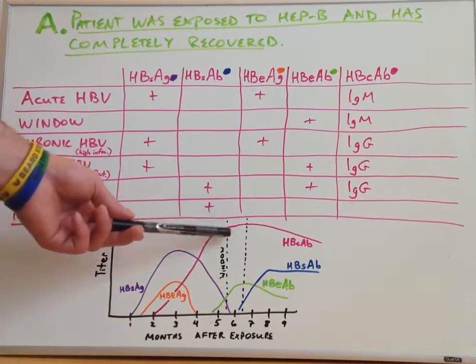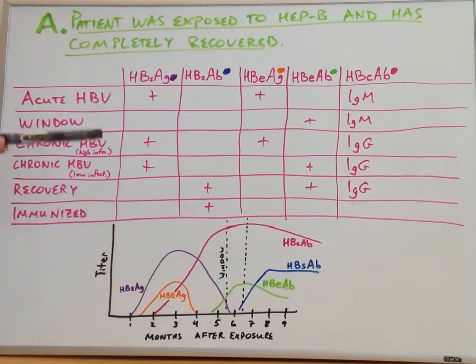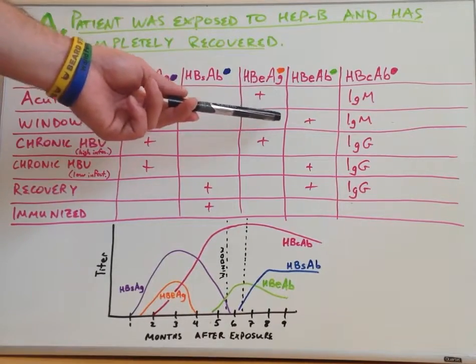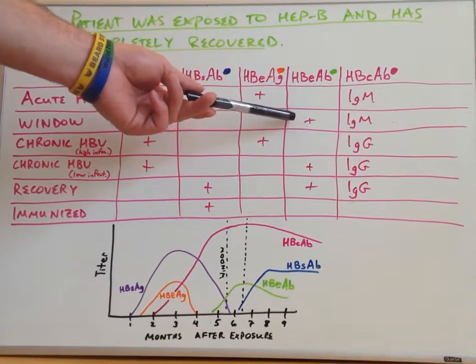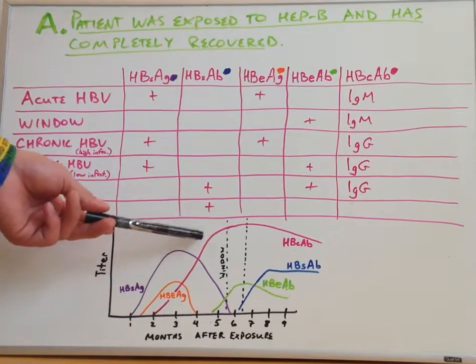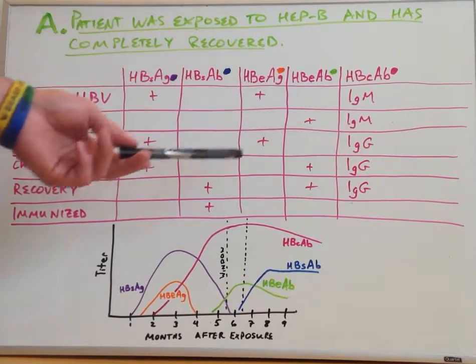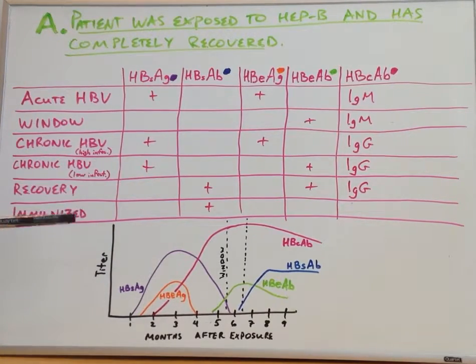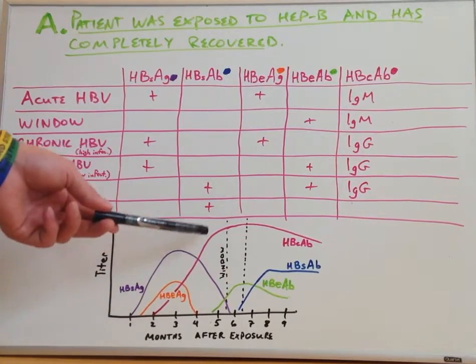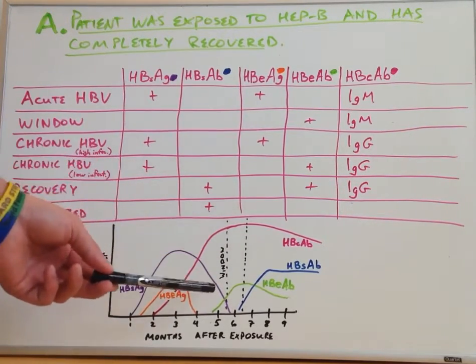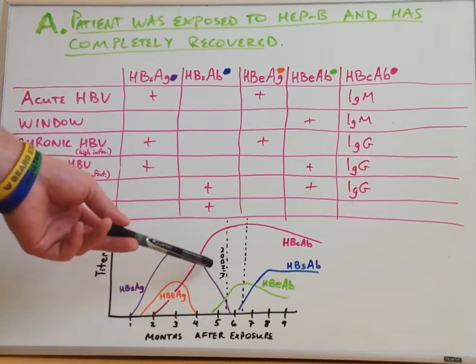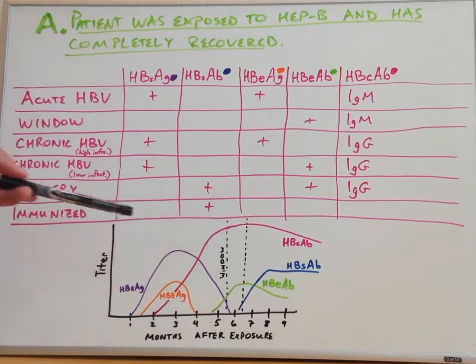In the window phase, that we can see here in the dotted lines, the only thing present is the HBc antibody as well as the continually growing IgM immunoglobulins. And this is indicative of the window phase just before the body begins to fight back and create more antibodies.